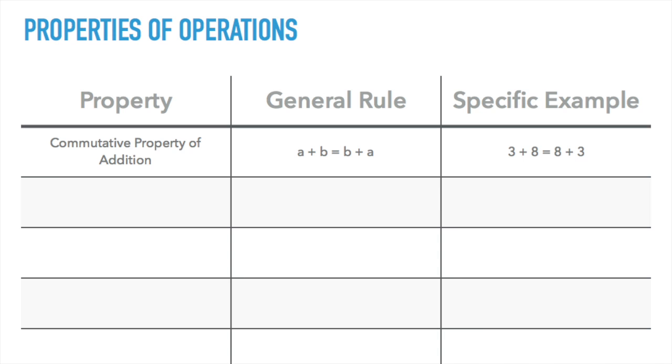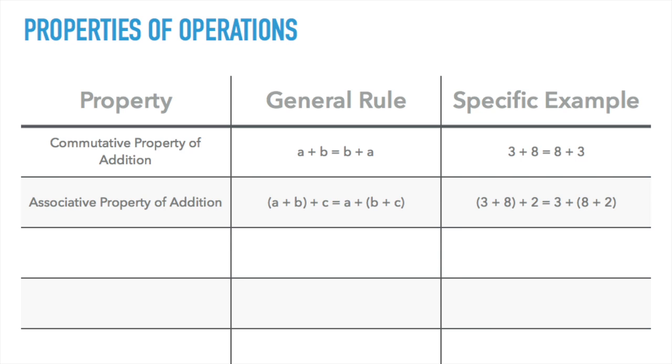These 5 properties, you should have talked about them before. You might not remember their names because we don't talk about them very often, but they are properties that you are familiar with, and they have allowed you to get to this point in math. The first one is the commutative property of addition. That means if you have a plus b, that's also equal to b plus a. A specific example of that is 3 plus 8 is equal to 8 plus 3. Both of those equal 11.